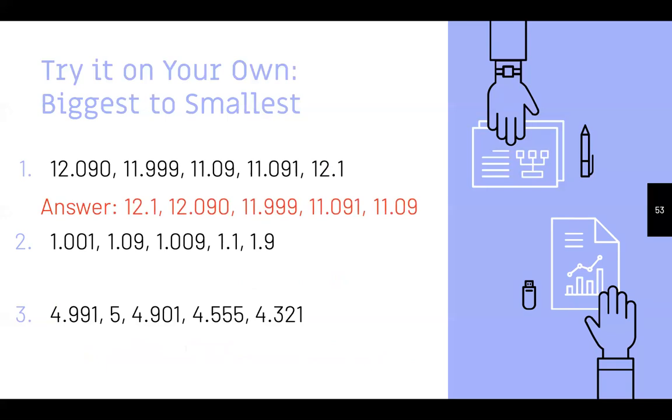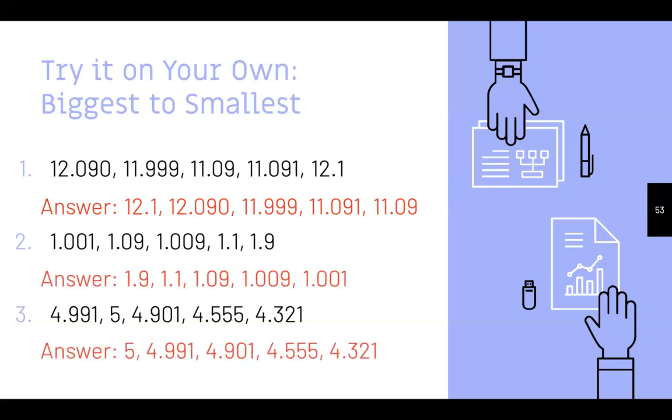The answer is look at the whole number, 12.1 and then 12.090 are the two greater of the whole numbers. Then we have 11.999, which is almost 12, excuse me. Then 11.09 is greater than 11.09 because there's nothing in the 1,000 spot for the 11.09.